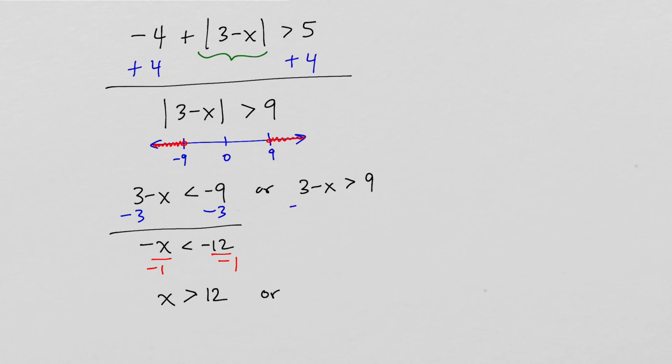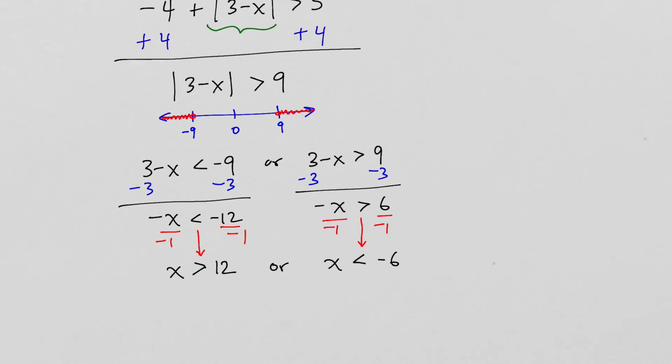Or the other answer, if we subtract 3 from both sides, we get negative x is greater than 6. And then once again, dividing both sides by negative 1, we get x is less than negative 6. Right? Because again, you must change the direction of the inequality symbol when you divide by a negative.